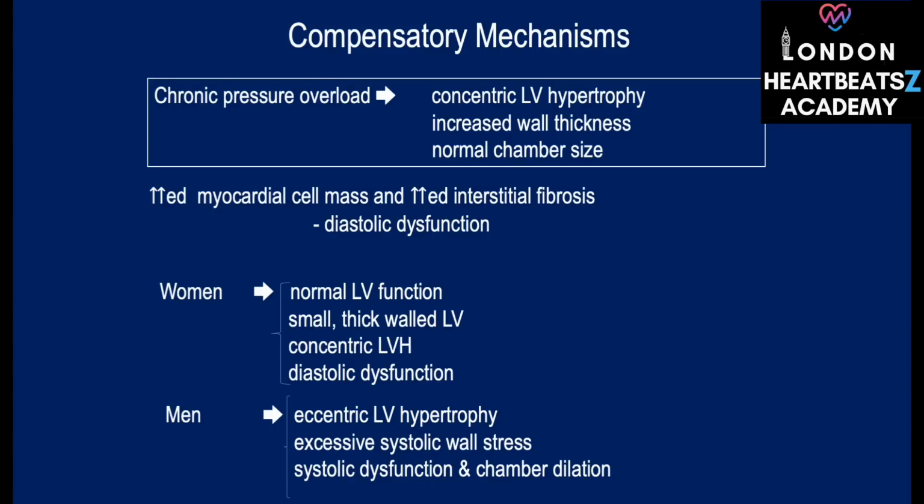Got it. Men, on the other hand, are more prone to developing eccentric left ventricular hypertrophy, where the ventricle not only thickens but also enlarges. This enlargement increases the stress on the ventricle, which can lead to systolic dysfunction, where the ventricle has trouble contracting and pumping effectively. So men, a bigger, weaker ventricle; women, a smaller, stronger one.